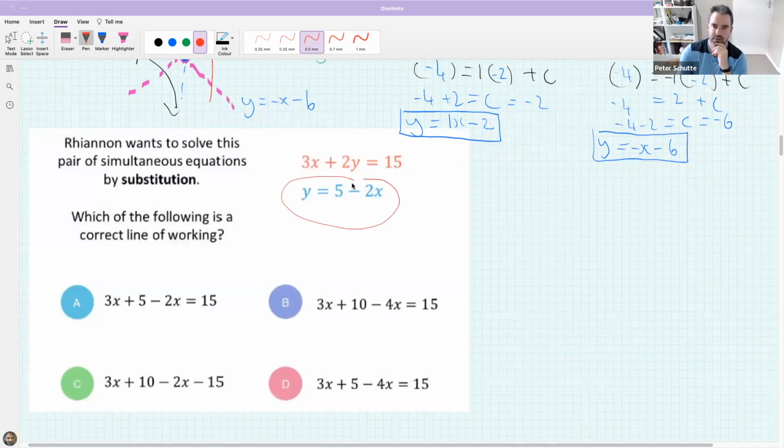So with substitution, we normally take the easy one and sub it into the harder looking one. And what I like to do is I leave a blank space where I would normally be substituting. In this case, it would have to be 5 minus 2x. But I don't see anything that looks like that. So you may have to look a bit deeper.